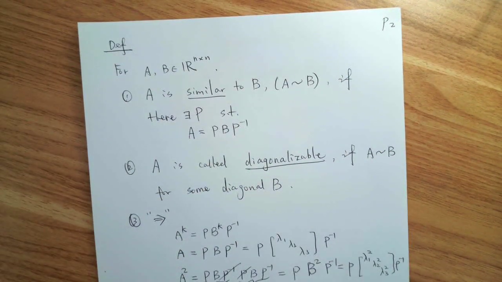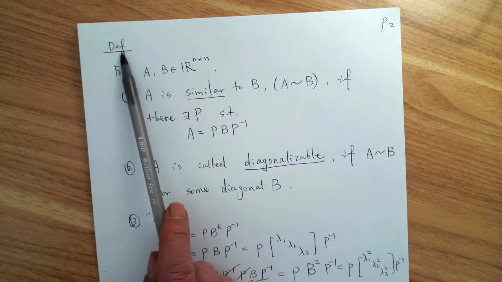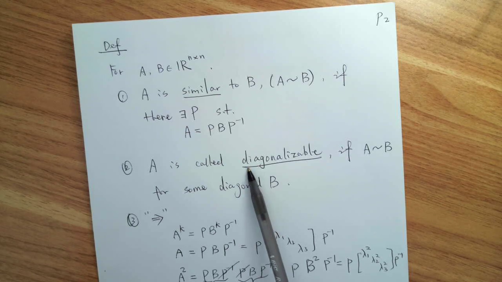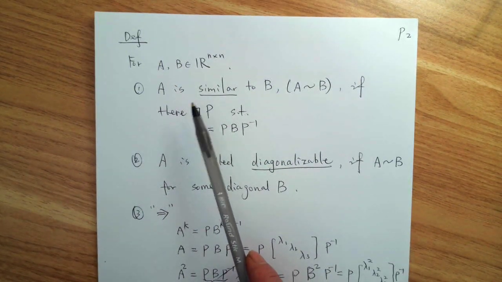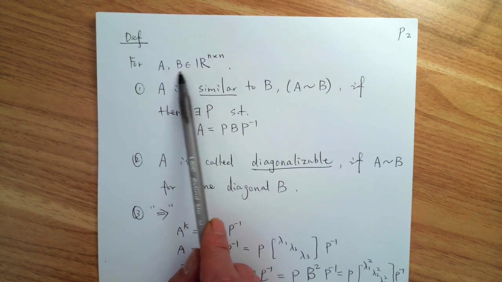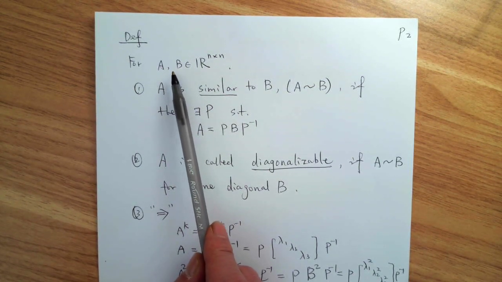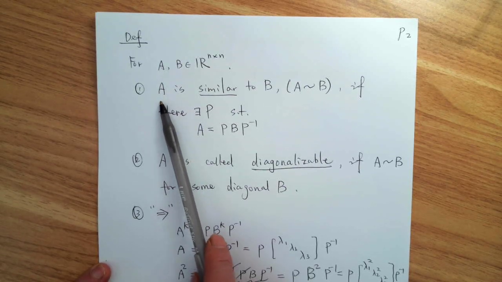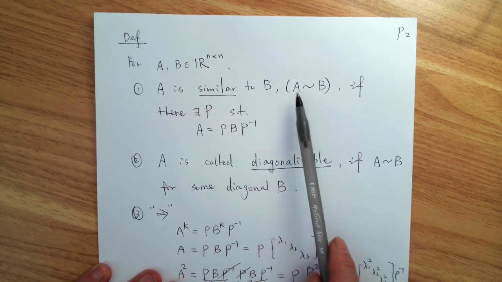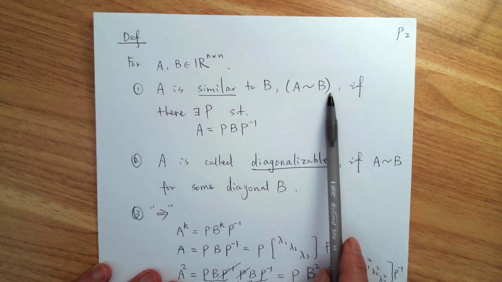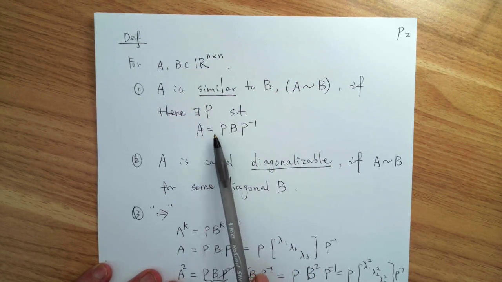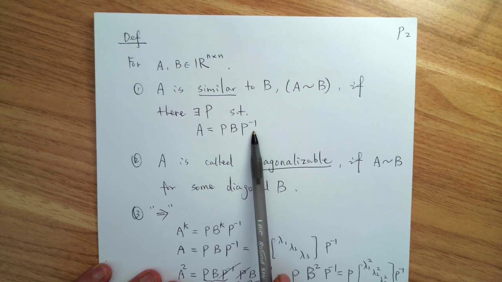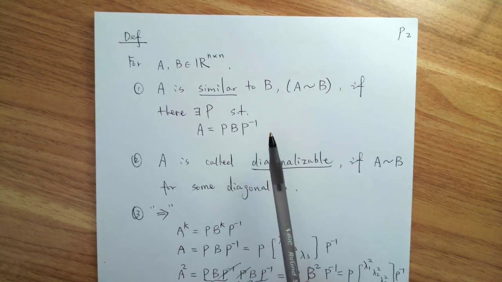Now, we're going to first introduce the definition of similarity and diagonalizability. So, similarity is a relation between two square matrices. Suppose you are given two square matrices A and B, and we say A is similar to B, denoted A ~ B, if there exists some invertible matrix P such that A equals P B P inverse holds. So this is the relationship between A and B.